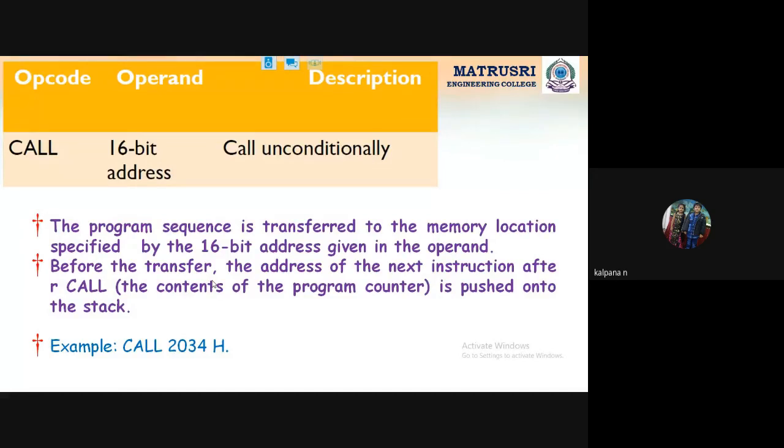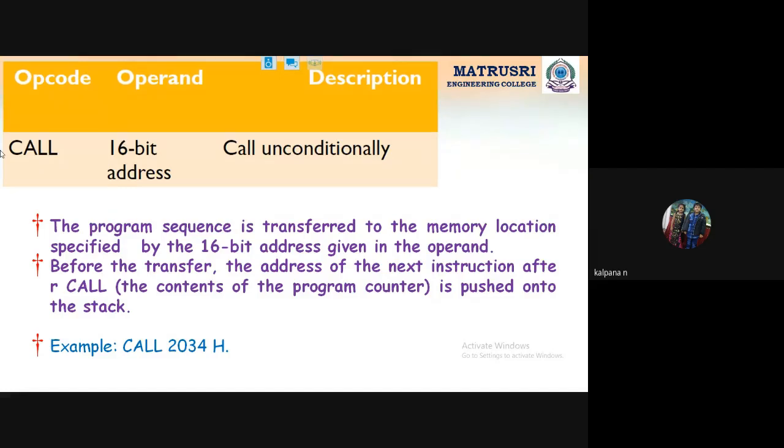Call instruction. The second instruction is what? Call. So here, call 16-bit address. The format of all jump instructions is the same. All branch instructions are the same: a specific mnemonic for the operation we are using. For example, for the call operation, CALL is the mnemonic. And for the jump operation, the mnemonic is JMP. So the mnemonic is followed by the 16-bit address.